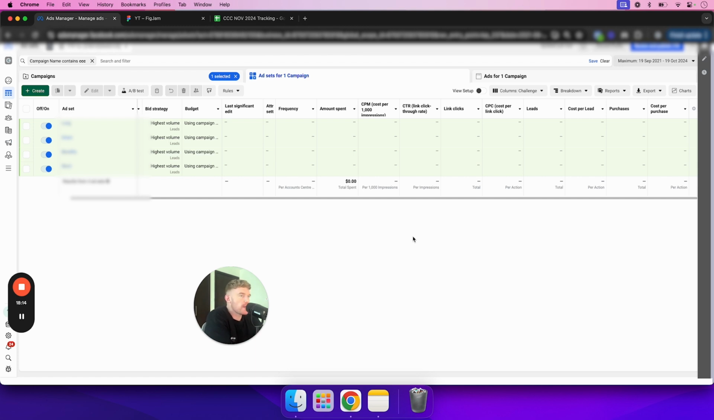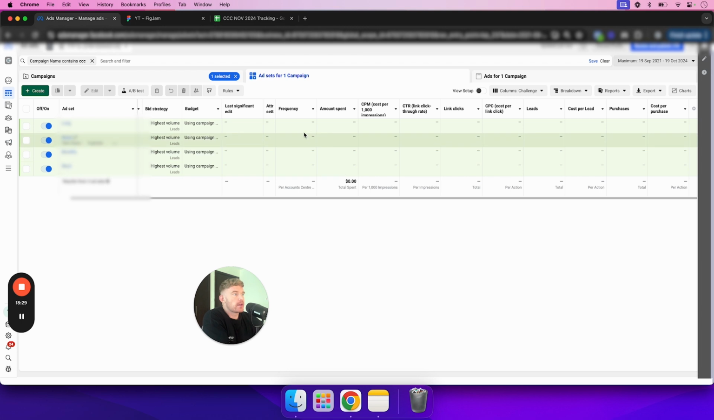So you set the budget at the campaign level, sorry, not the ad set. And then within that campaign, you've got different ad sets. These different ad sets have basically different angles. That's the easiest way to define them.